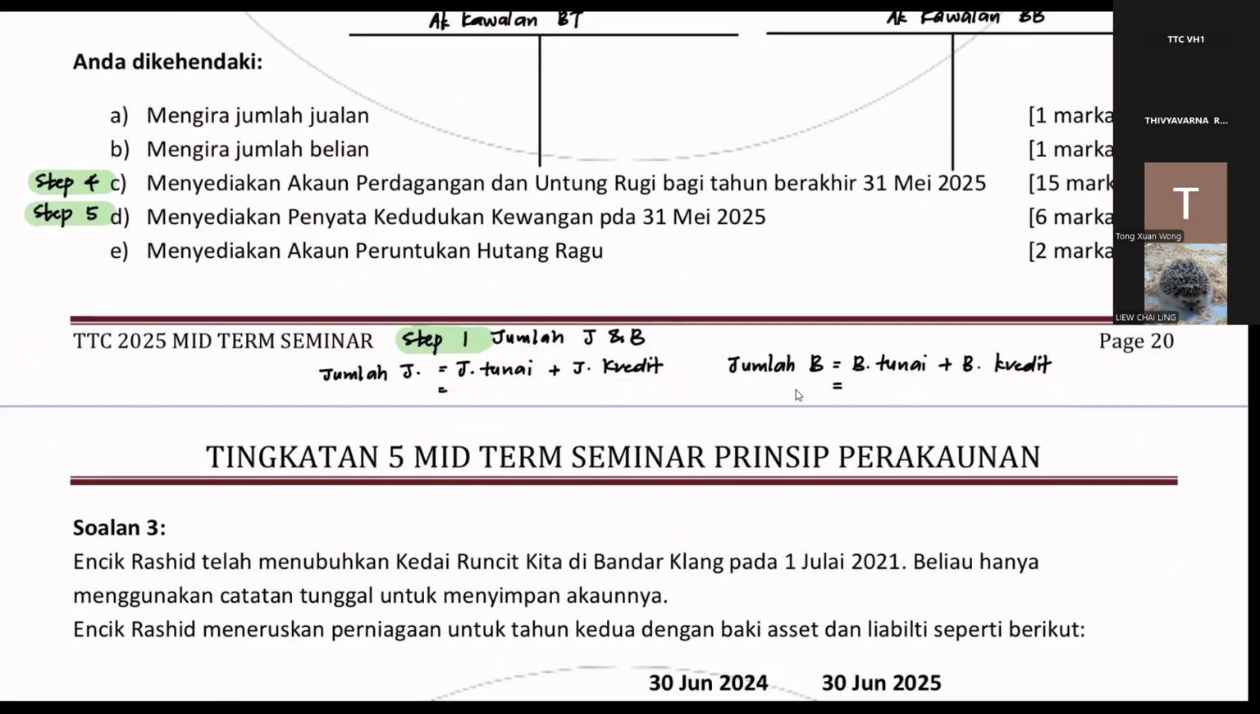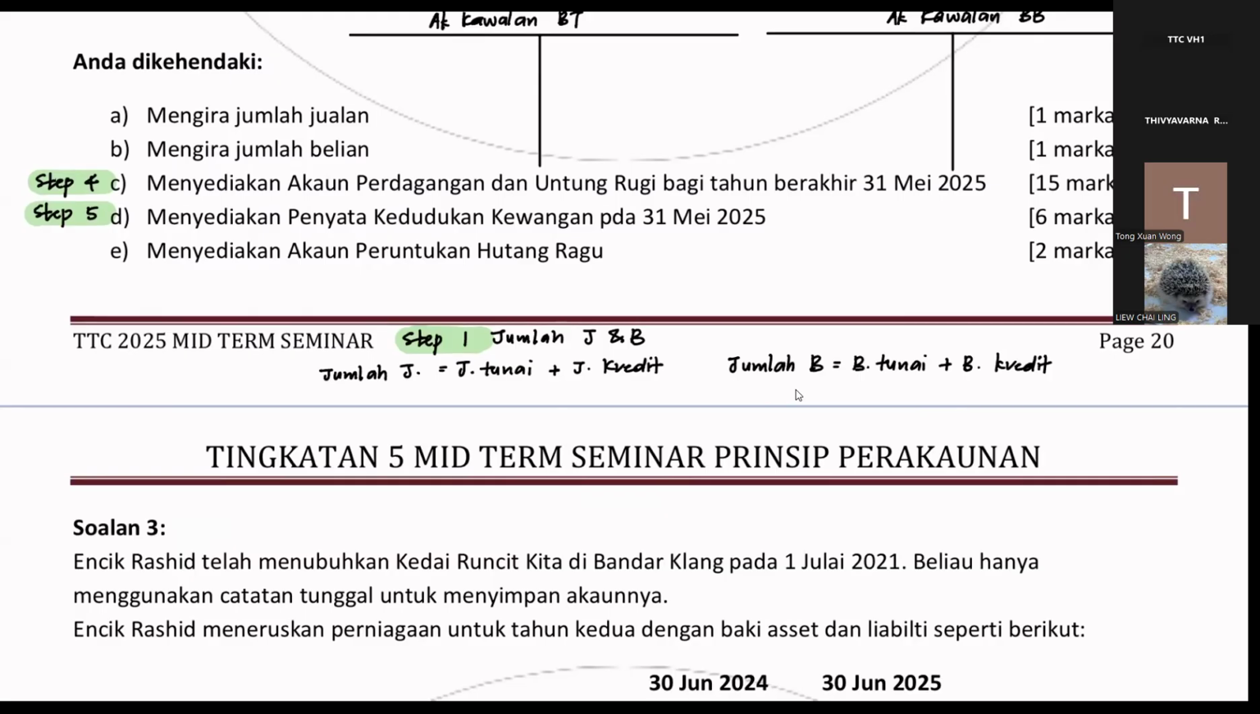Okay, so let us write down the formula. It's okay if you write down later. Let us discuss first. Understand first. Both belian and jualan have 2 different methods, secara tunai and secara kredit. But jumlah means you need to include both.